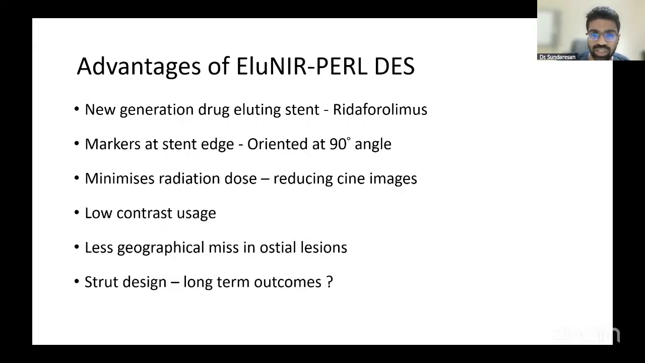And there was a low radiation dose exposure, as the cine images were reduced. So there is a low radiation dose both to the patient and the operator as well. And we avoided using contrast frequently to check the stent position.